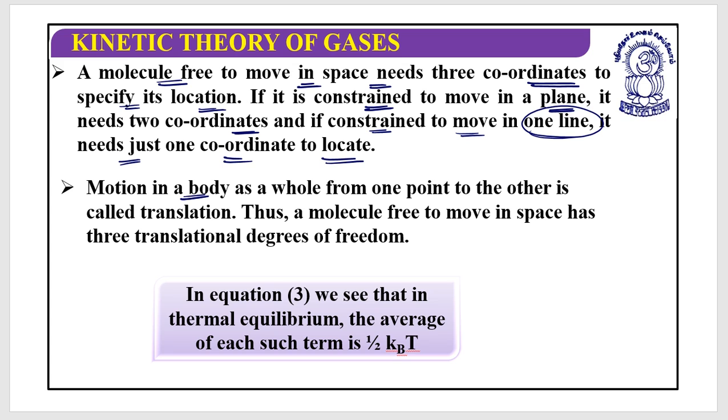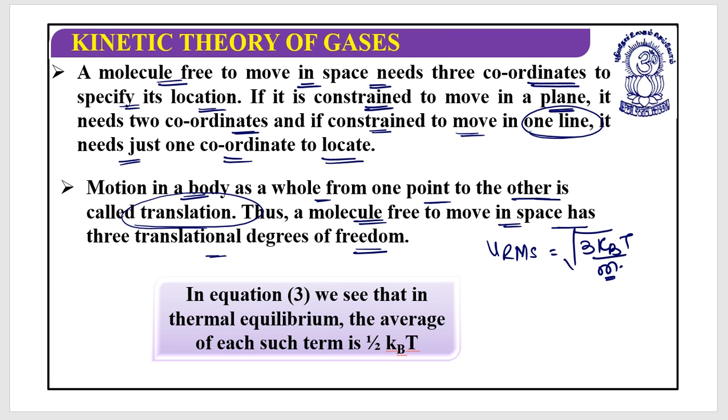Motion of a body as a whole from one point to another is called translational. If a molecule is free to move in space, then it has three translational degrees of freedom. Now, when we used to have v rms, do you remember it? What was it? The v rms was equal to under root of 3 k B T by m.